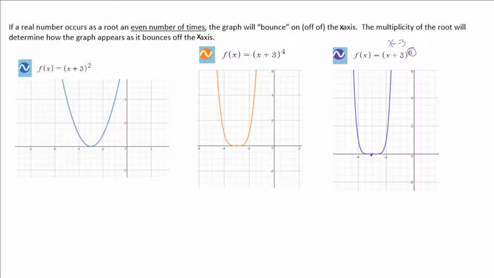For the orange graph, we know again x equals negative 3 is the root because that's what makes this equal 0, and it has a multiplicity of 4, an even number. So again, because the multiplicity is an even number, when we hit that root, it's going to bounce. Similarly, for x plus 3 squared, x equals negative 3 is a root. So at negative 3, it's going to bounce.